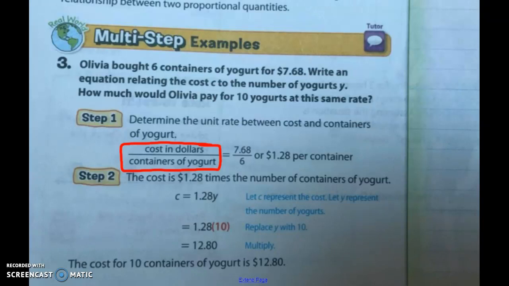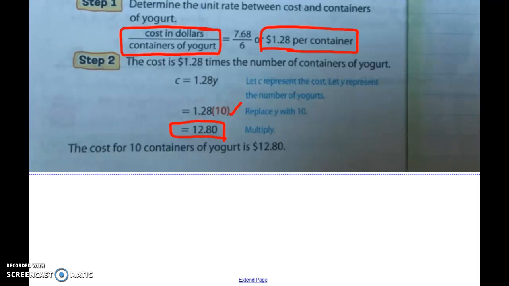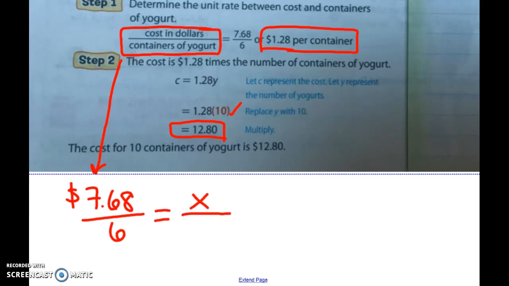And it looks like, oh, they used the unit rate in this problem. So they set this up and they found out that the $1.28 was what they found was the unit rate. So from there, they just multiplied by 10, you can see right here, to find out that it would be $12.80. But like I was saying, a lot of you figured out that we can set up a proportion. So we could have done $7.68 for 6 of them. Again, like I said, this is what I was talking about. Make sure that the cost goes in the top and our yogurts go in the bottom. That would be equal to X. How much would it cost for 10 yogurts? And then you would solve and get that same $12.80.